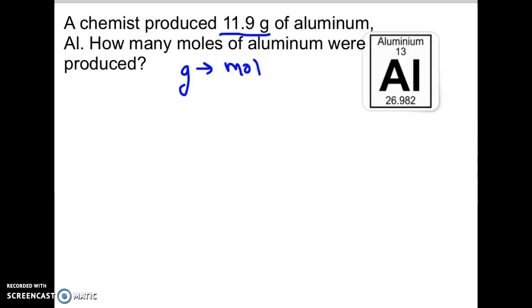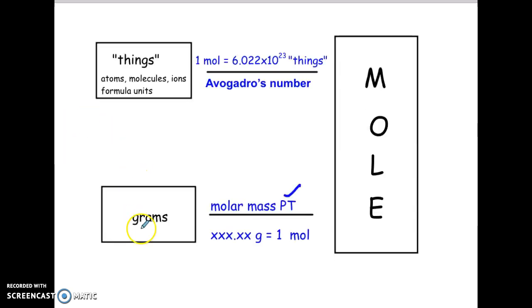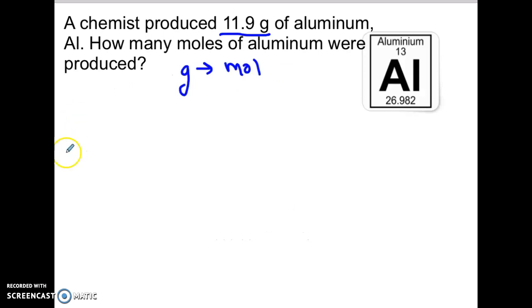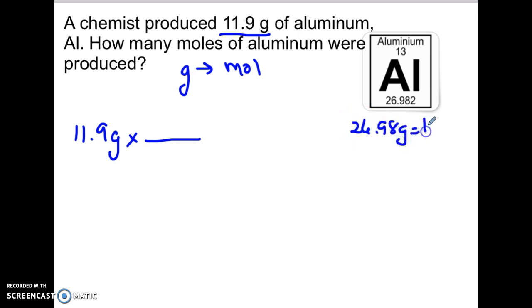Okay, hopefully, if you don't know that yet, you're going back to your notes to where you had this mole map and you're saying, oh, between grams and moles, I've got to look at my molar mass on my periodic table. Okay. I'm going to start out with what I know, which is 11.9 grams. Something has to go on the bottom. Let's see. On my periodic table, it says the molar mass is 26.98 grams per mole. So that's 26.98 grams is equal to 1 mole.